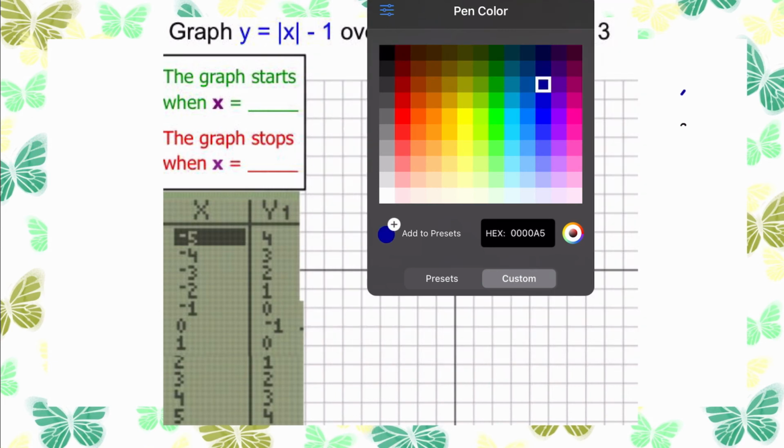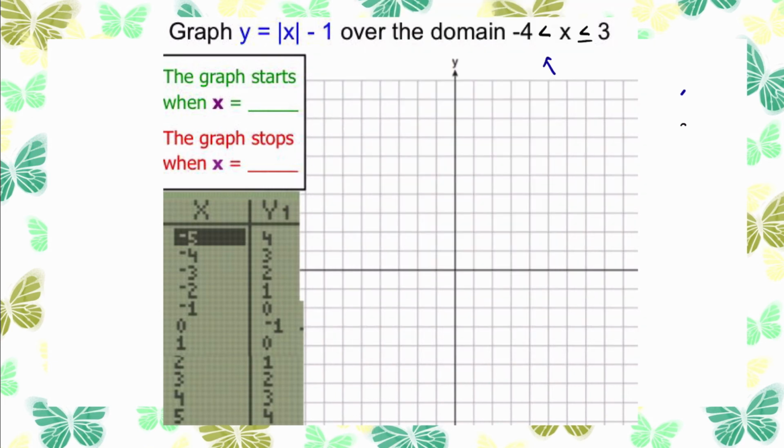First of all, based off this domain, when did we start? When did we stop? Start when x is -4. Stop when x is 3. So what is the first point we want to plot in this table? That would be -4, 3, just like my domain. Not related though. I don't want to plot -5, 4.